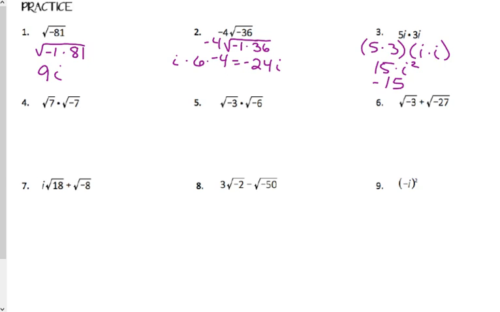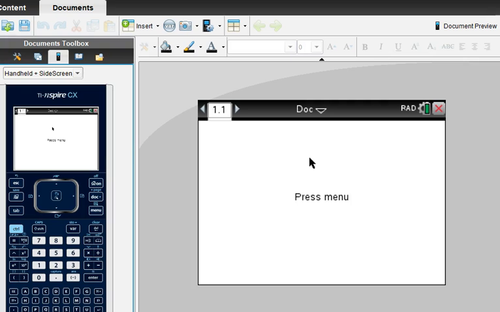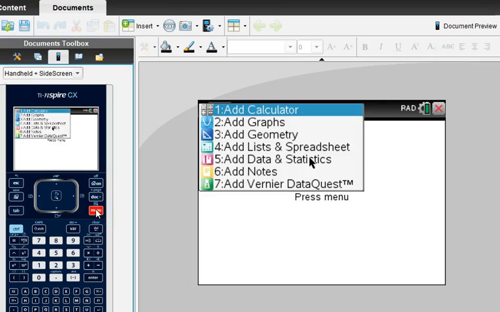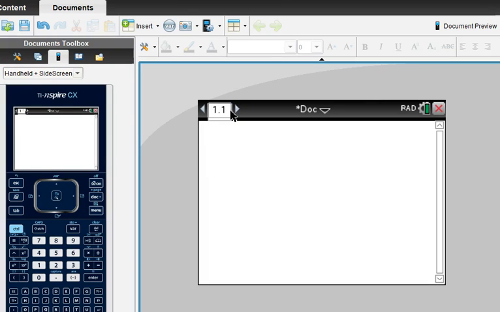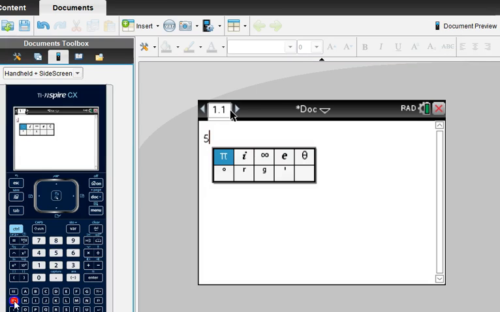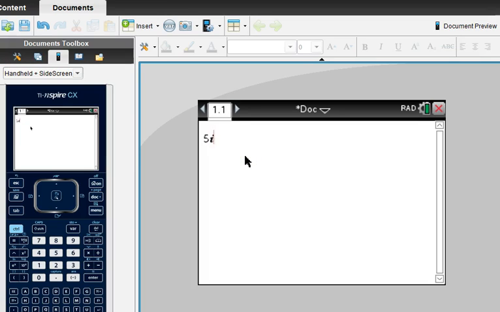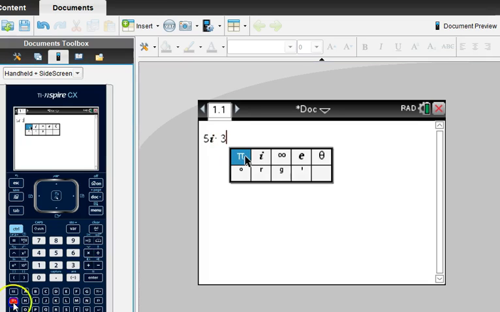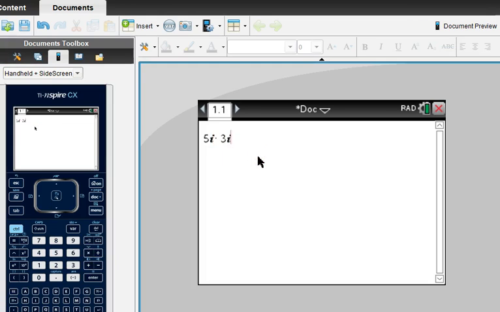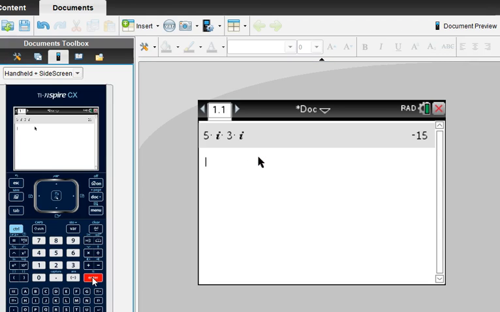Now, in the calculators, we can use the imaginary numbers. So if you want to look for an imaginary number on your calculator, you put in your regular number, and then you hit your pi button, and you select the I times 3. Pi button, I. You can check your work, negative 15.